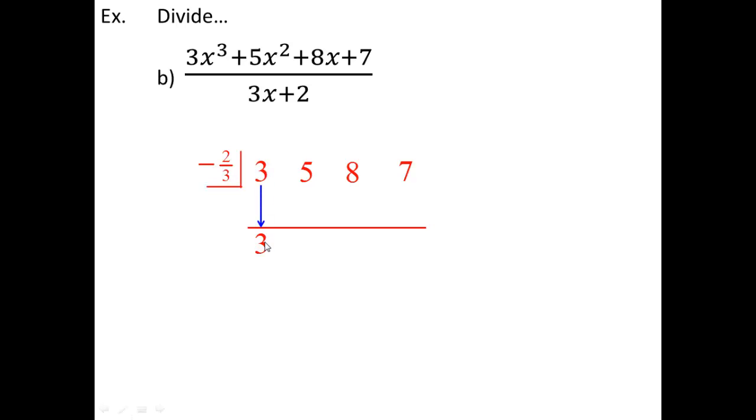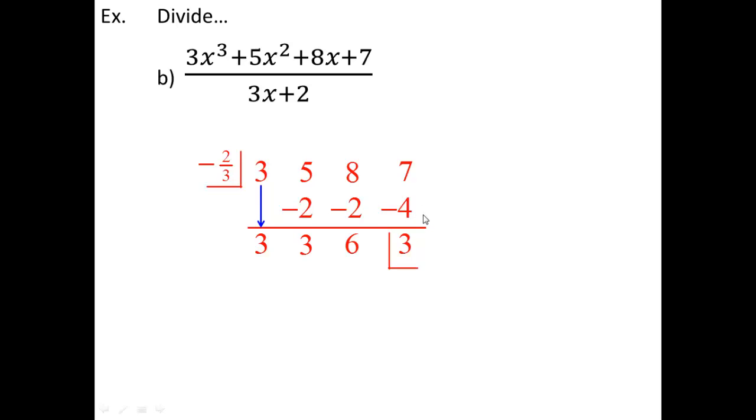So when I drop the 3 and multiply 3 times -2/3, hey, the 3's are going to cancel. You just have -2. 5 minus 2, once again, that's 3. Hey, 3 times -2/3, that's still -2. 8 minus 2 is 6. 6 times -2/3. Well, remember, 6 divided by 3 is 2. 2 times 2 is 4. So 6 times 2/3 is just 4, or -4 in this case. 7 minus 4 gives us 3, and that, of course, would be our remainder.